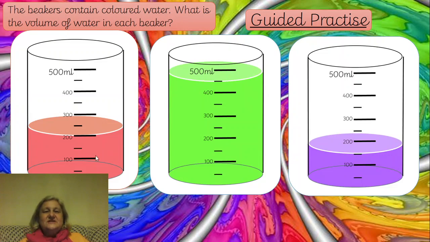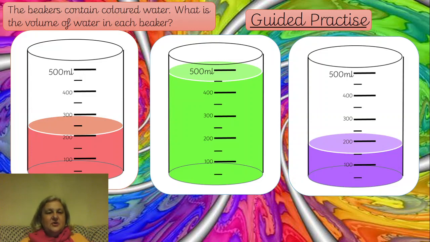Okay, so this is your guided practice. The beakers here contain coloured water, and what is the volume of water in each beaker? We can tell that the capacity of these is pretty much all the same. 500 millilitres, 500 millilitres, 500, a little bit more actually, but the scale has to finish. You have to be able to pick them up and not spill it.